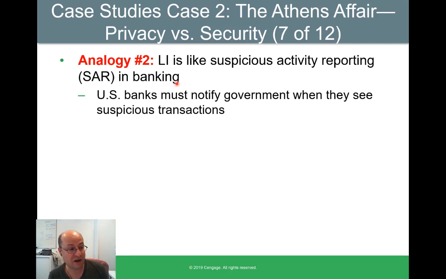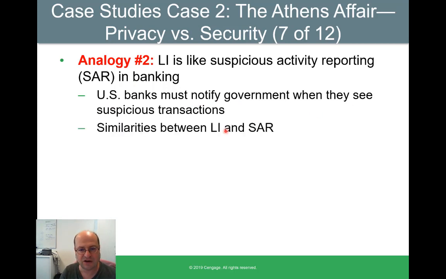As I said at the beginning, I'm not in a position here to give my opinions. I'm in a position here to show you which aspects of the problem can be analyzed using this kind of analogical reasoning. So US banks must notify the government when they see suspicious transactions. What are the similarities between the LI and the SAR?